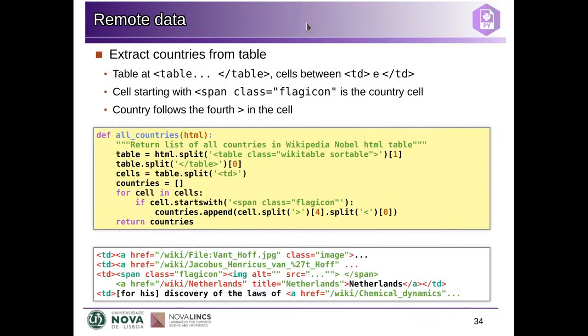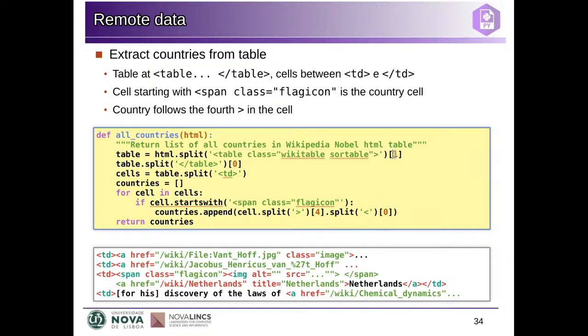So let's create a function that gets the data from Wikipedia, or receives this data from Wikipedia, and breaks down everything into the individual countries. So this all countries function will receive the text of the HTML page. It's going to find the part where the table starts. So if we split the text of the HTML page by this header of the table, we will have our page broken into two parts. Everything that comes before the table, and then the table and everything else.